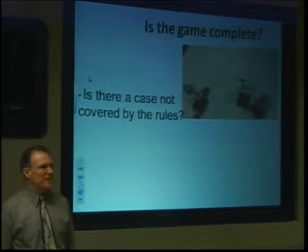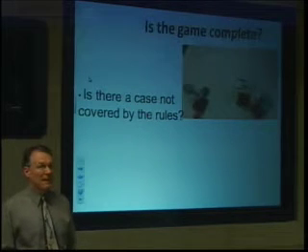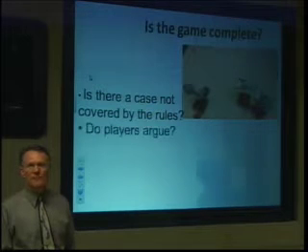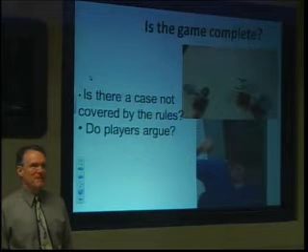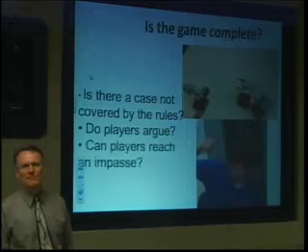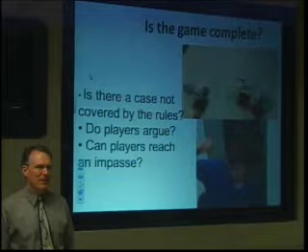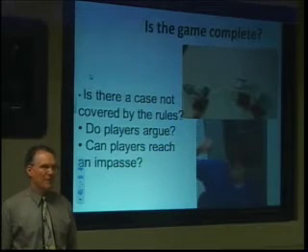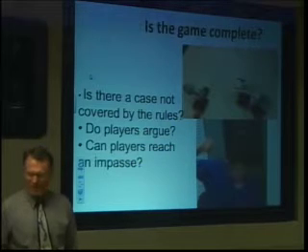One problem is the players may run into a case that is not covered by the rules. They may not know what to do at a certain point in the game. This goes for a board game or a computer game. If the players argue about the rules because something is vague or not well defined, you have a problem. If the players can reach an impasse where it is impossible for them to progress because of a dispute between the players, then you have a problem. You think that doesn't happen so much in computer games, but it could happen in online games.